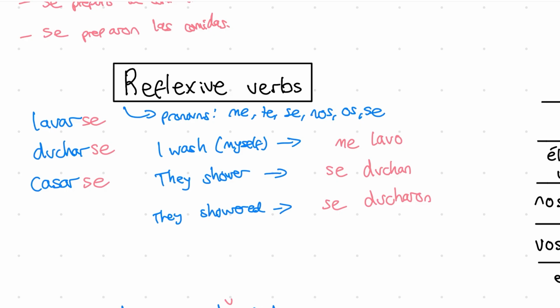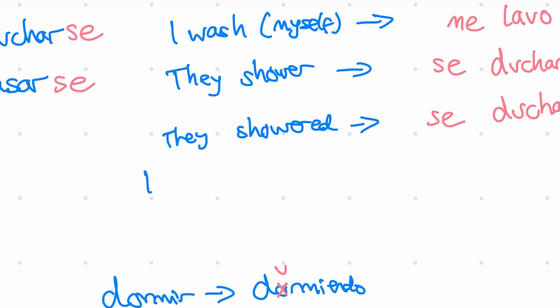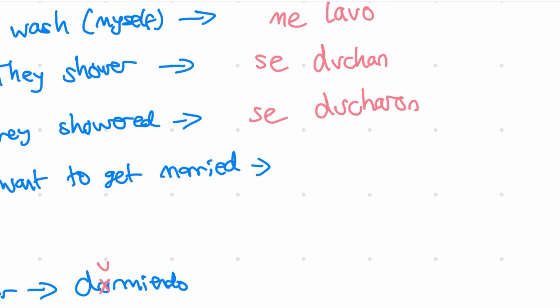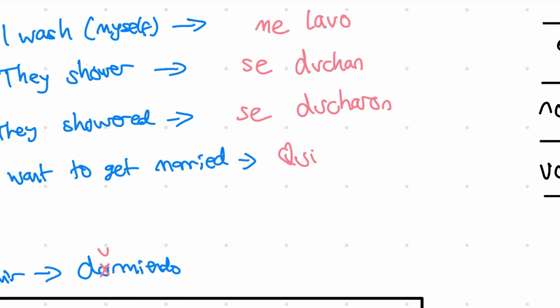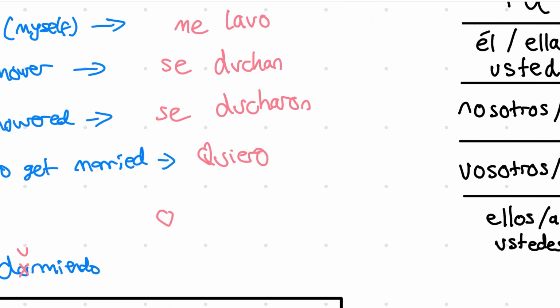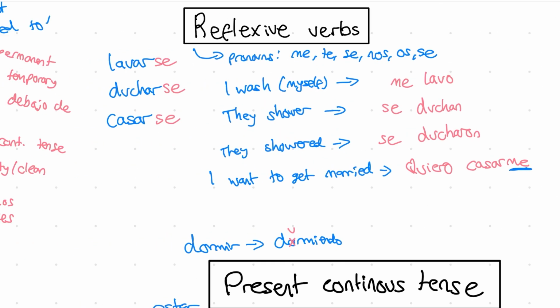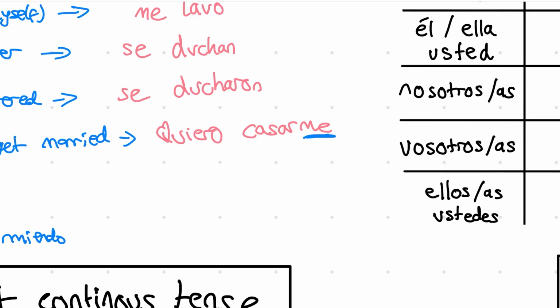Another sort of example is going to be with the infinitive. So if I wanted to say, I want to get married, quiero is I want, from querer, which is the infinitive. So quiero. We're going to say casarme. So we're going to change that se in the infinitive to me. So casarme is still the infinitive. After quiero, we always are going to have the infinitive if you're going to have a verb. So for example, quiero nadar, I want to swim. Quiero casarme, this is correct, this is the infinitive.